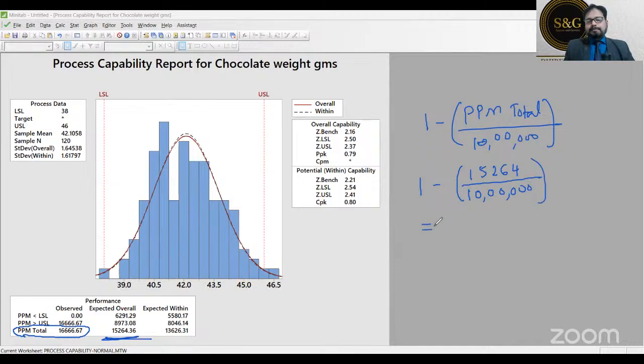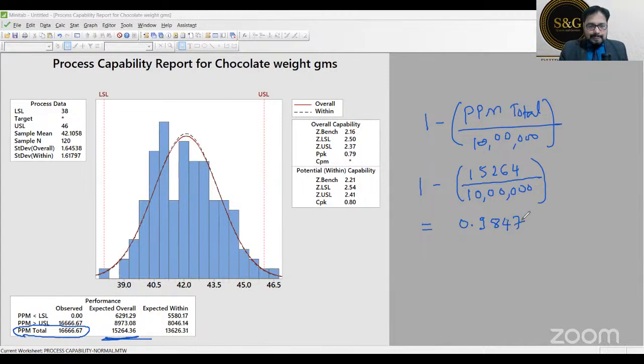Can you just calculate this? Give me the answer quickly: 1 minus 15,264 divided by 1 million. Do that calculation and give me the answer in the chat quickly. 0.98, is it? Is it the answer of 1 minus this, or only of this bracket? It's the complete answer of 1 minus, right? Overall answer. Okay, 0.9847. So I'm just taking this 0.9847.